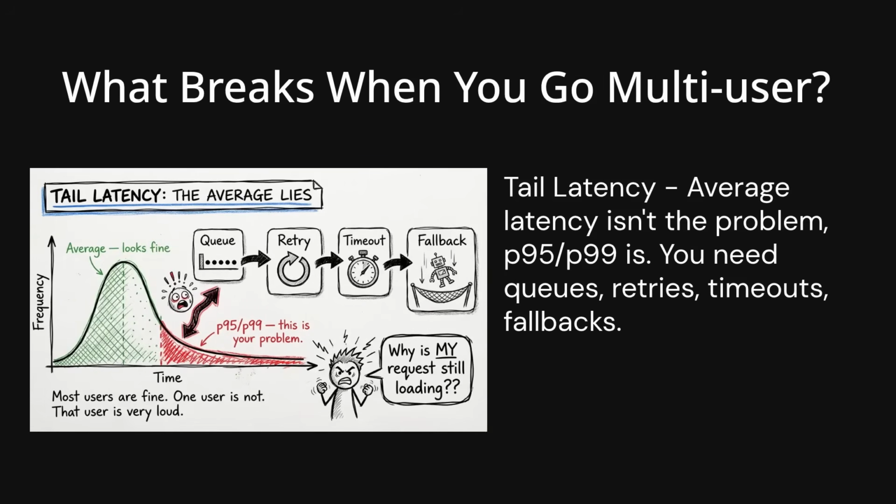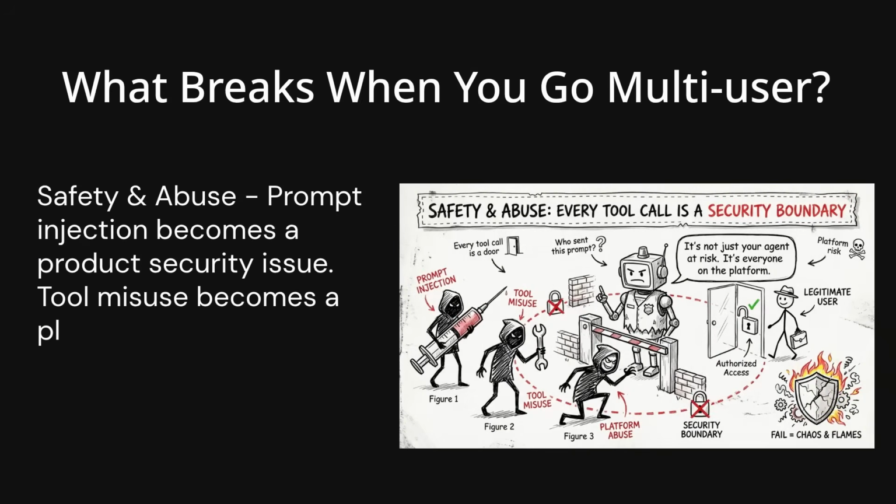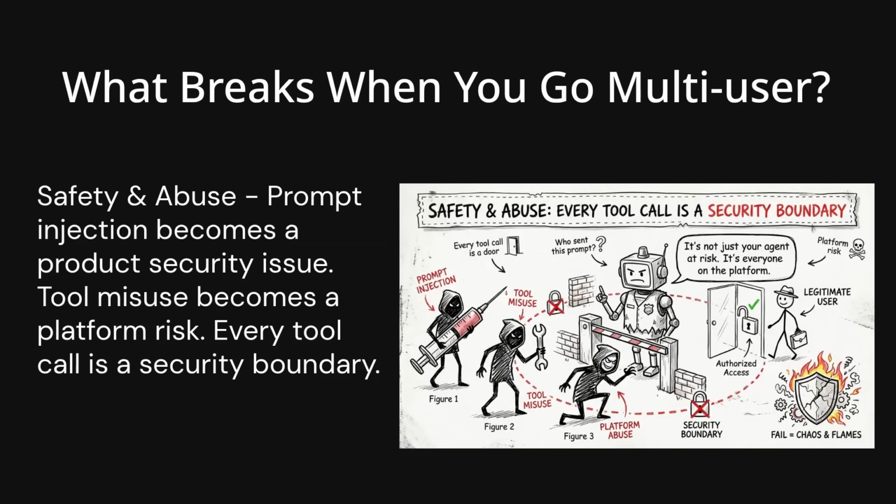Another big factor that can go wrong very quickly with multi-user systems is latency. The average latency of using an LLM is not so bad when you're a single user and you're the only one making all the calls, but that can balloon out massively when you've suddenly got even 20 or 30 users making calls at the same time. You need to look at things like queues. You need to implement retries and timeouts. You need to be able to have fallback systems. And then, of course, lastly, you've got all your safety and abuse stuff.